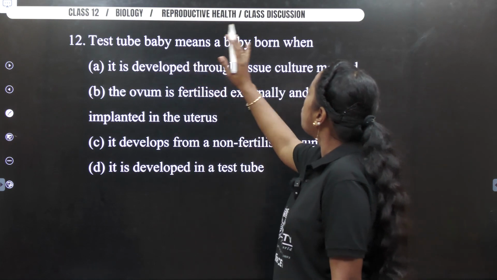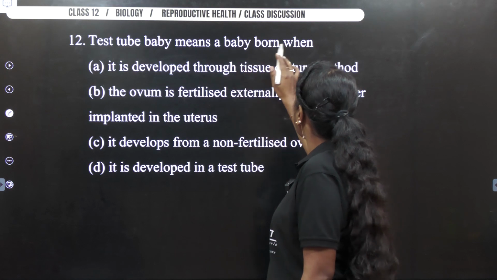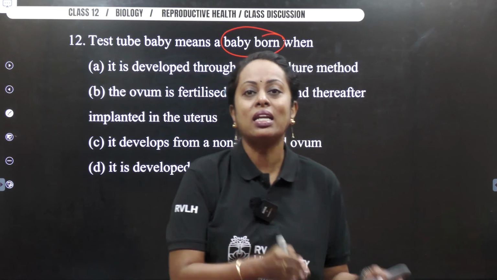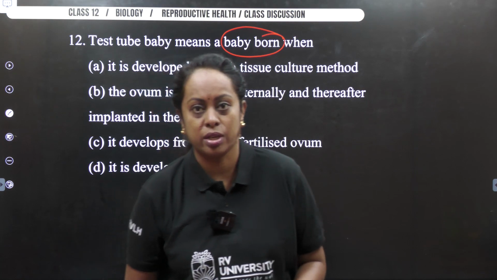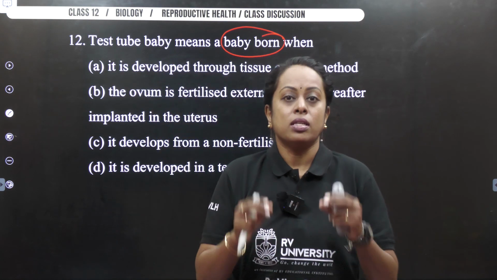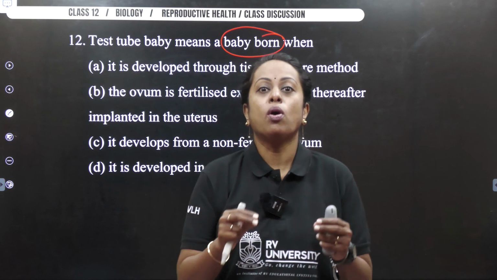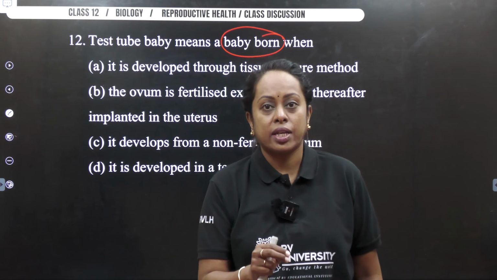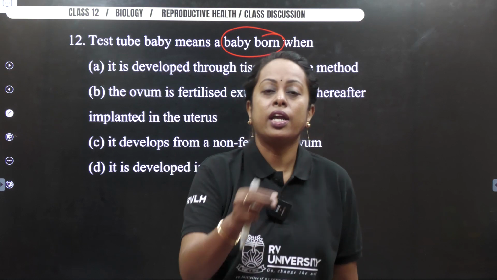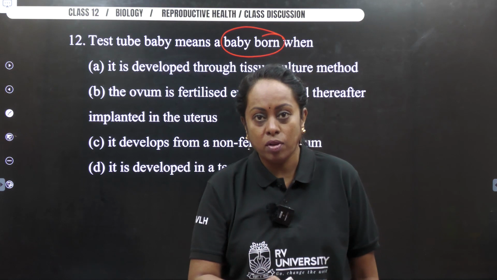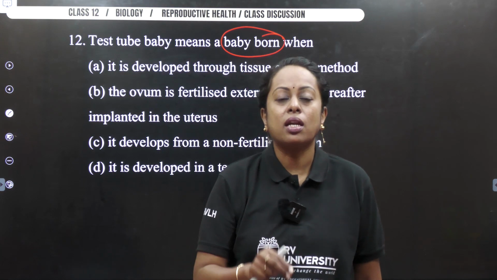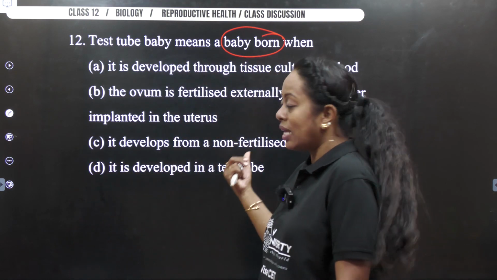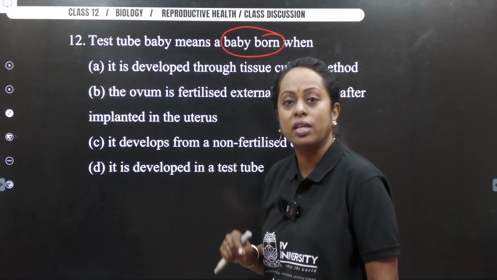Next, test tube baby means a baby born when. So I hope you remember intracytoplasmic sperm injection. We take the ova through the microscope. We observe it, holding it with respect to a vacuum tube. Through a micro injection, sperm is introduced into the cytoplasm of the ovum. So we call it intracytoplasmic sperm injection. Here everything happened in the lab, so we call it in vitro fertilization.